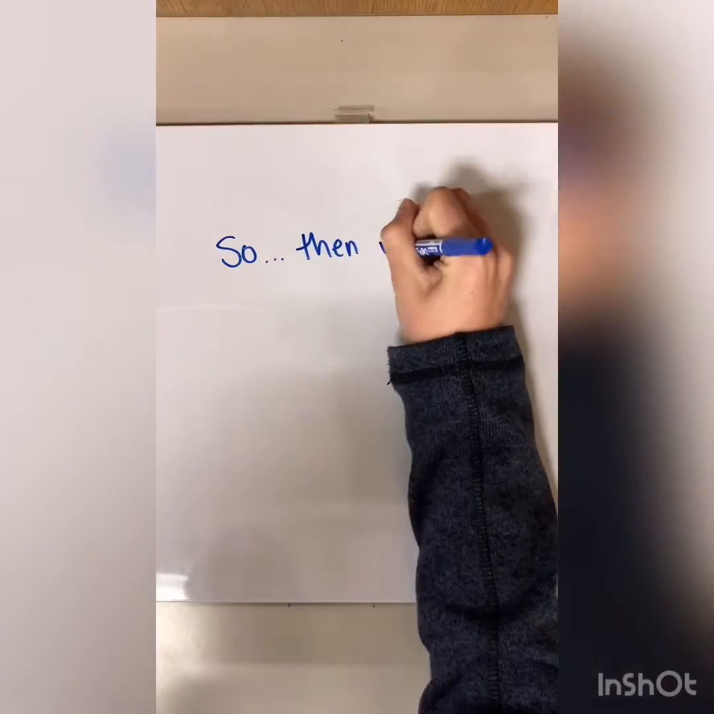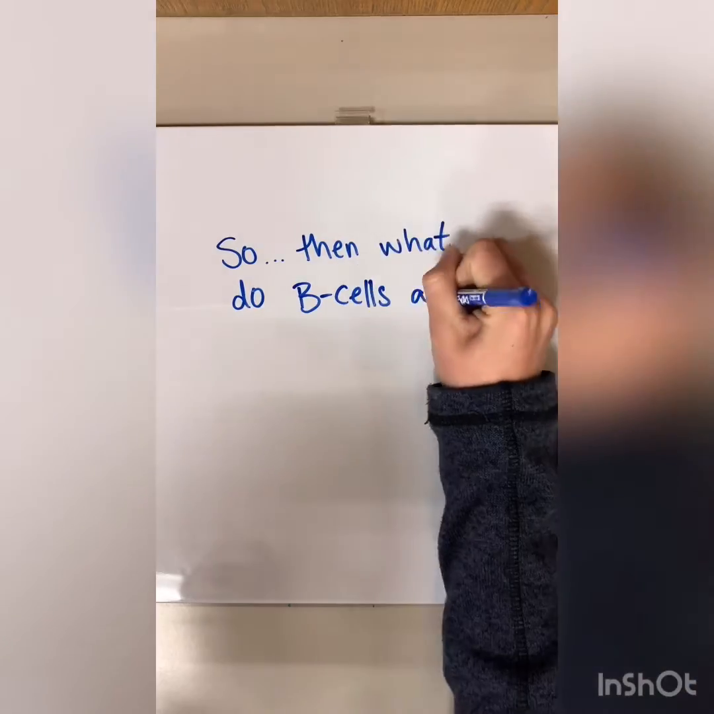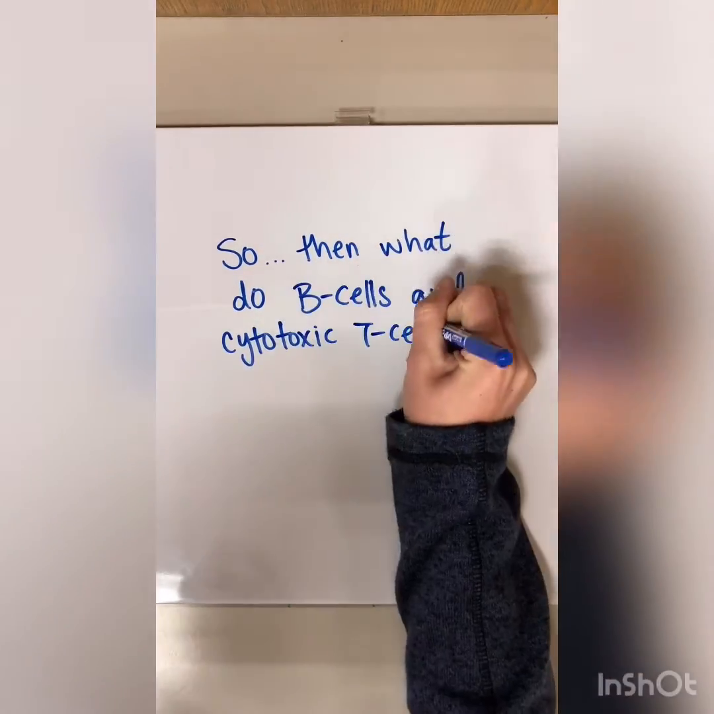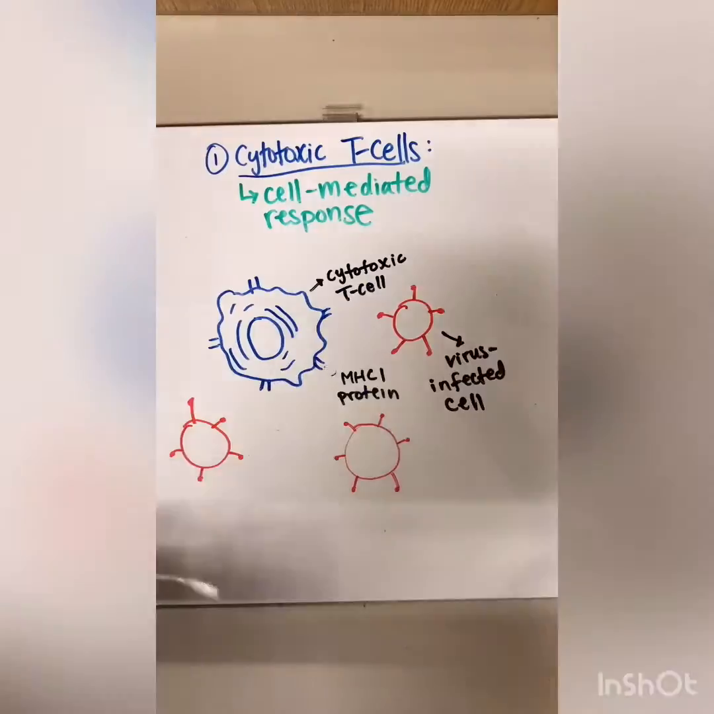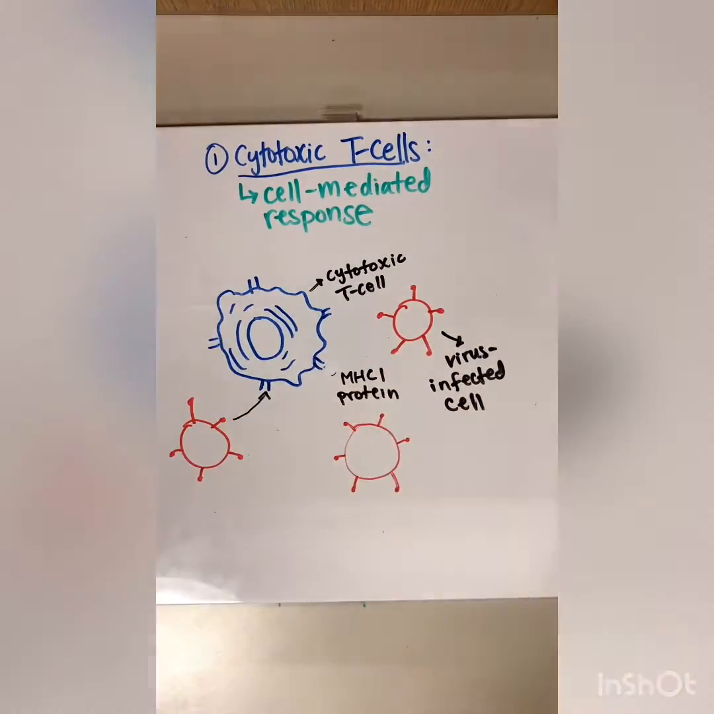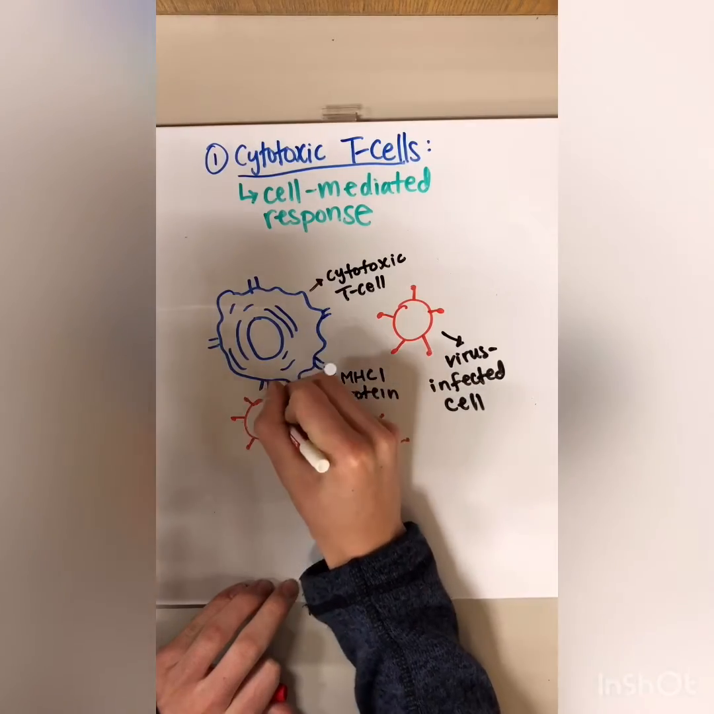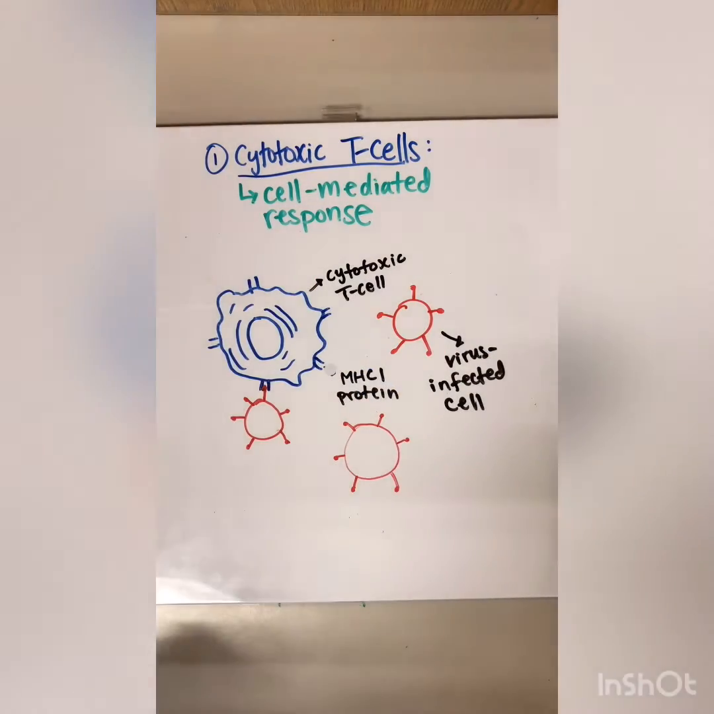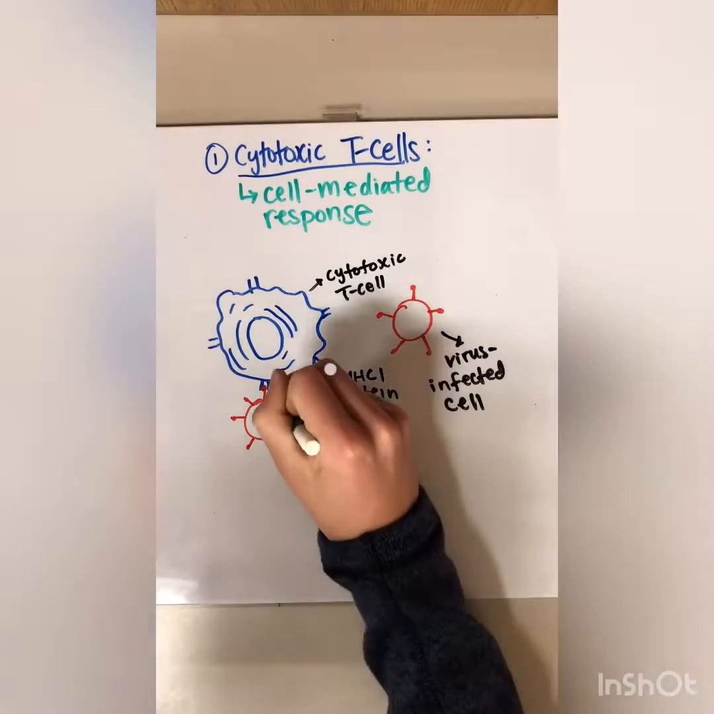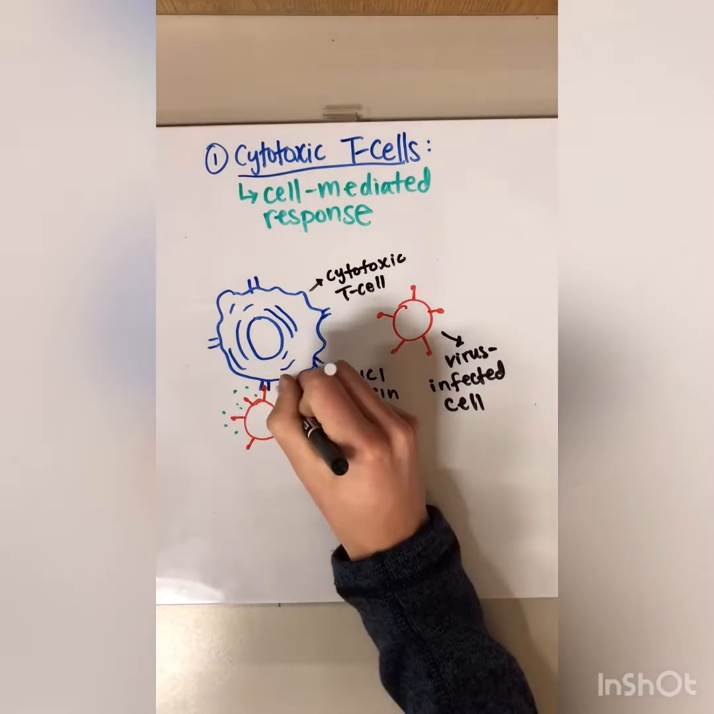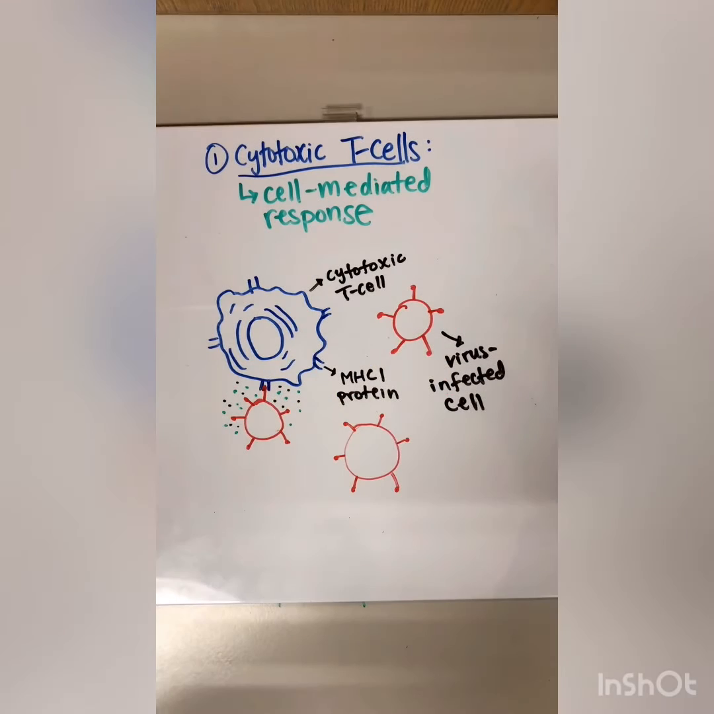So now T cells have been activated, B cells have been activated and stimulated. What happens next? Cytotoxic T cells respond to cells infected by influenza by the cell-mediated response, in which the cytotoxic T cells will recognize the antigens on the surface of the infected cells and bind to them. And the T cell will release proteins that induce apoptosis on the infected cell.